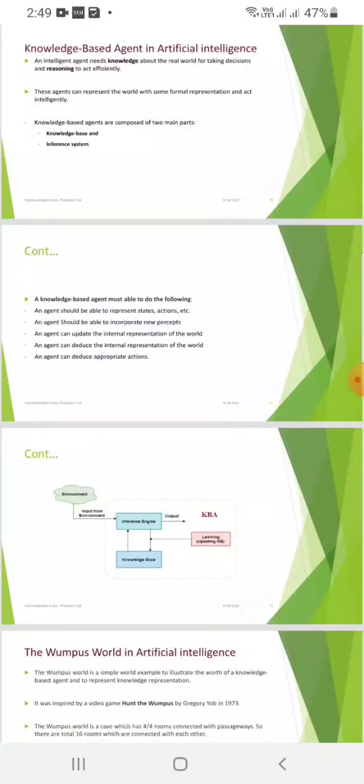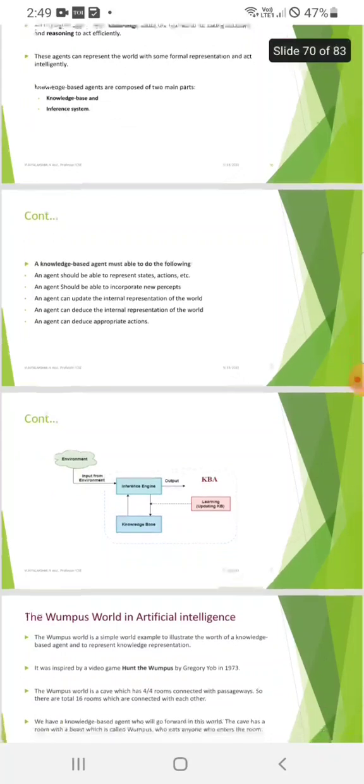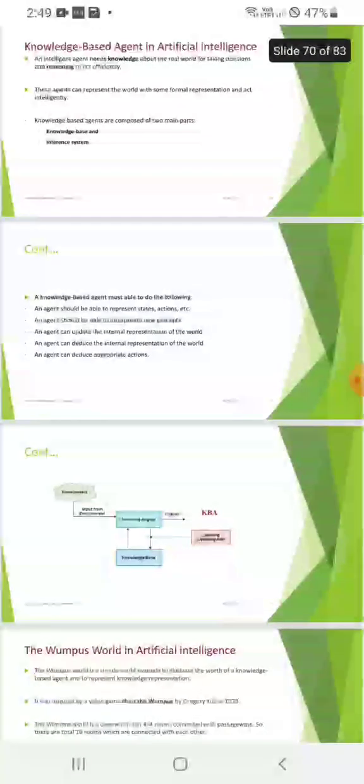The starting title is knowledge based agent in artificial intelligence, or I can say it as logic based agent. What actually a knowledge based agent is, we have already discussed in the introduction class: an agent needs knowledge from the outside environment, or we can say the real world, to take decisions and to act efficiently.